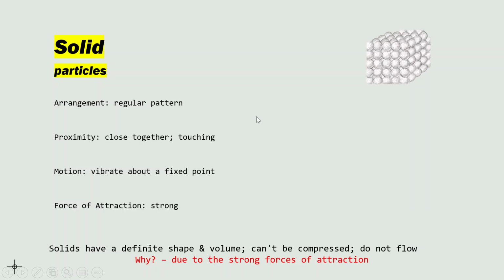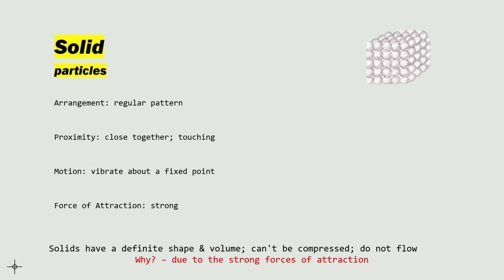And then we would discuss the proximity. If you look here, you will see that these particles are touching. They're very, very close together. And the motion of these particles, we can't see that here, but you need to know that the particles vibrate about a fixed point. Okay?